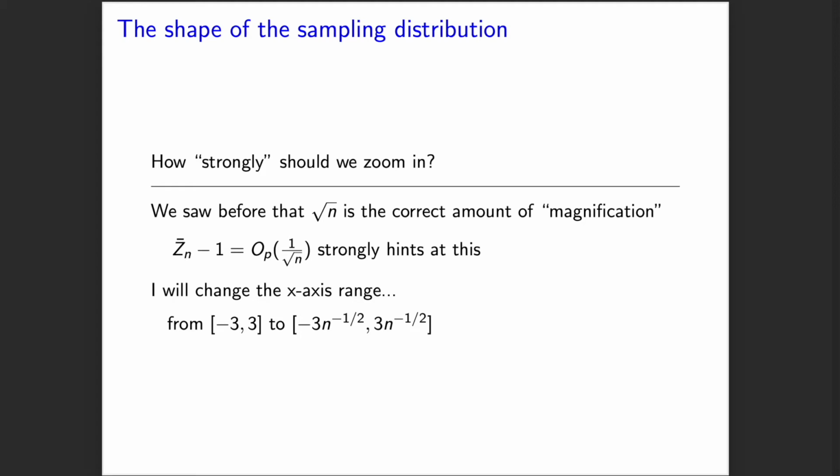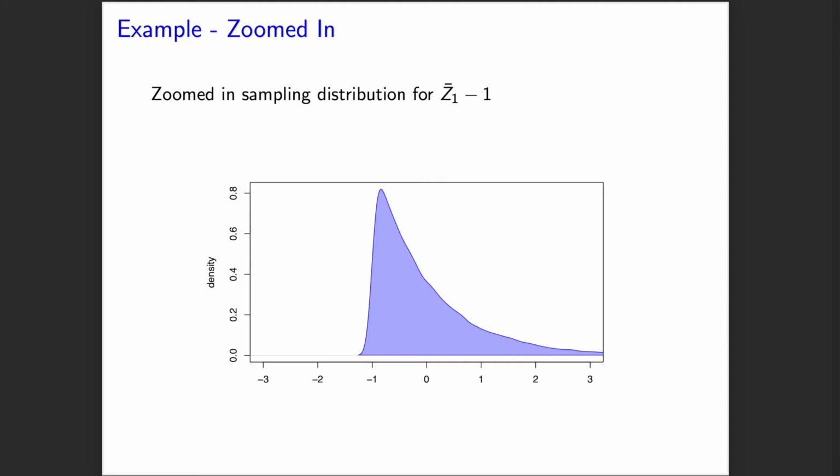And again, it turns out that square root n is the correct amount of magnification. To do this, I'm going to change my x-axis range. Rather than going from negative 3 to 3, I'm now going to go from negative 3 over square root n to 3 over square root n. So now we've centered our sampling distribution. We've subtracted 1 so that our sampling distribution is centered at 0.